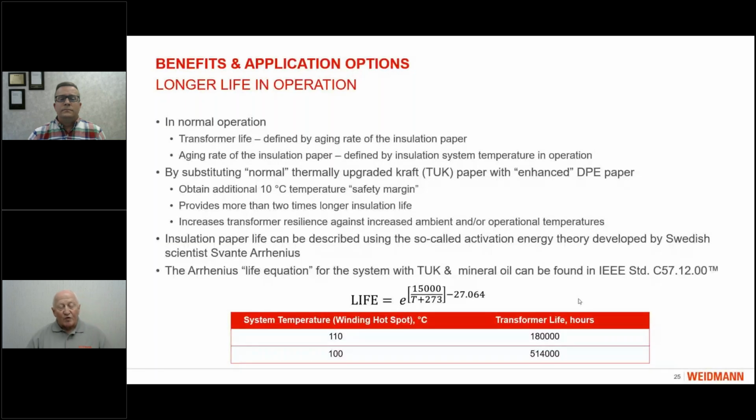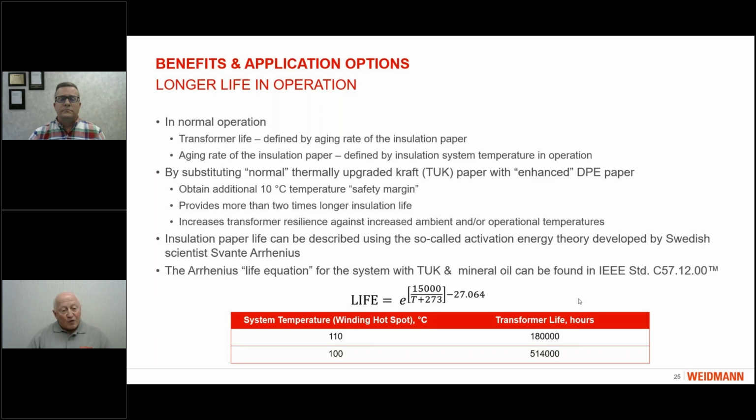So what could be the benefits of application of this higher temperature system, and specifically higher temperature system based on enhanced DPE paper, either in mineral oil or in ester liquids? So the first advantage that we can get is extension of the life of transformers. So transformer life generally is defined, all other conditions being equal, by the aging rate of insulation paper. And on the other hand, aging rate of insulation paper is defined by temperature of the insulation system.